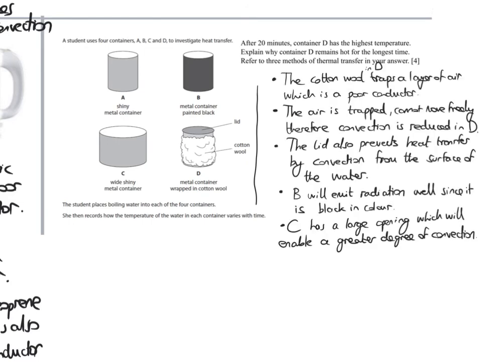The main things to talk about are the effect of the cotton wool reducing conduction and convection by trapping a layer of air, the fact there's a lid on top of the container, and then some kind of comparison. Why will B and C, for instance, transfer more than D? And of course, a comparison between B, C, D and A. A, of course, being the same as D, but without a lid or cotton wool.